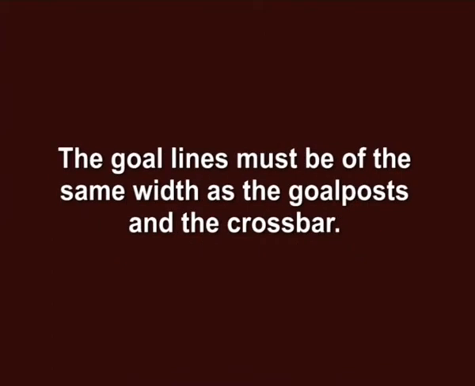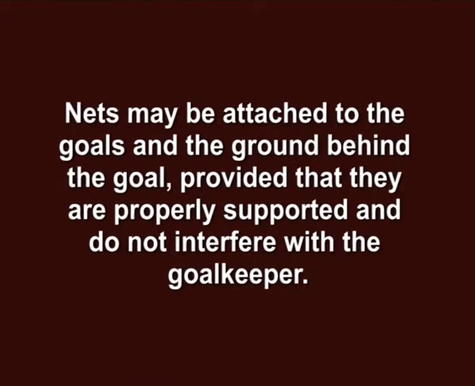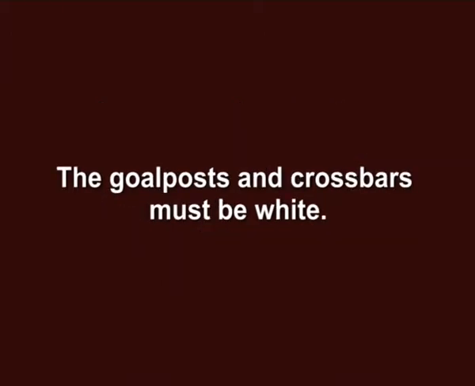The goal lines must be of the same width as the goal post and the crossbar. Nets may be attached to the goals and the ground behind the goal, provided that they are properly supported and do not interfere with the goalkeeper. The goal post and crossbars must be white.